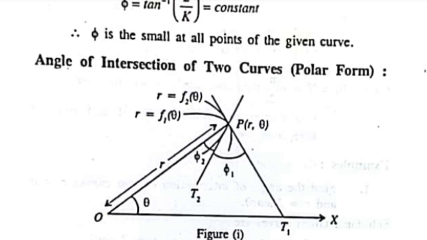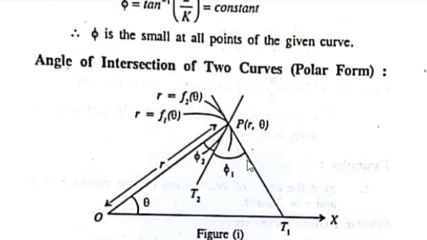So in the last two classes we have solved problems on the angle between the radius vector and the tangent to a curve. So today we find the formula for the angle of intersection of two curves. When two polar curves intersect each other, then the angle between the two curves is known as the angle of intersection of two curves.